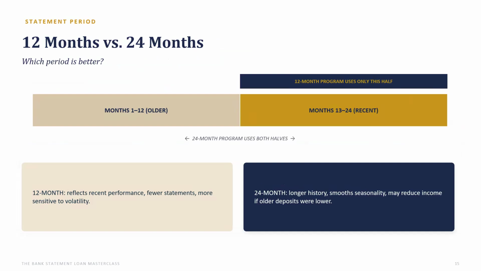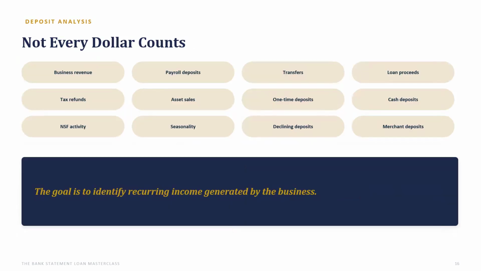So let's look at this. 12-month reflects recent performance, so your statements are more sensitive to volatility. 24-month gives a longer history. It smooths out the seasonality. It may reduce income if deposits were lower at the same time. So we want to look at both, Kaylee, to see what's going to work best. So not every dollar counts.